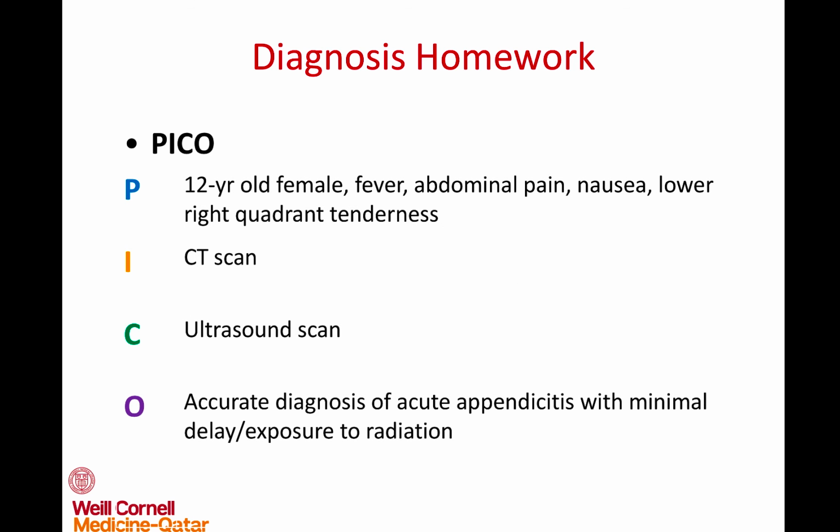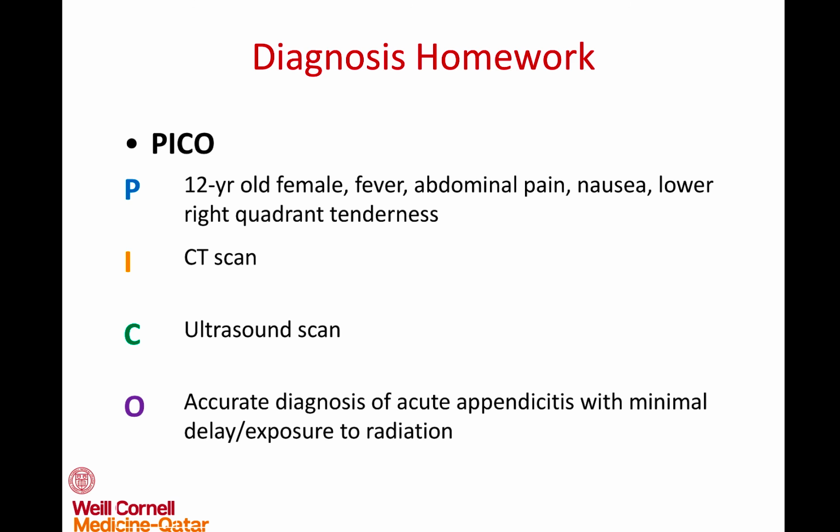Now here's an example of the diagnosis homework PICO. I described her as a 12-year-old female. She had fever, abdominal pain, nausea, lower right quadrant tenderness. Now those are the clinically relevant features of our patient. Her age, her gender, I don't know if that's really relevant, but it's the sort of thing you'd think about, especially with abdominal discomfort. I'm describing her symptoms on the assumption I don't know exactly what it is, although a clinician would tell you that lower right quadrant tenderness is very indicative.